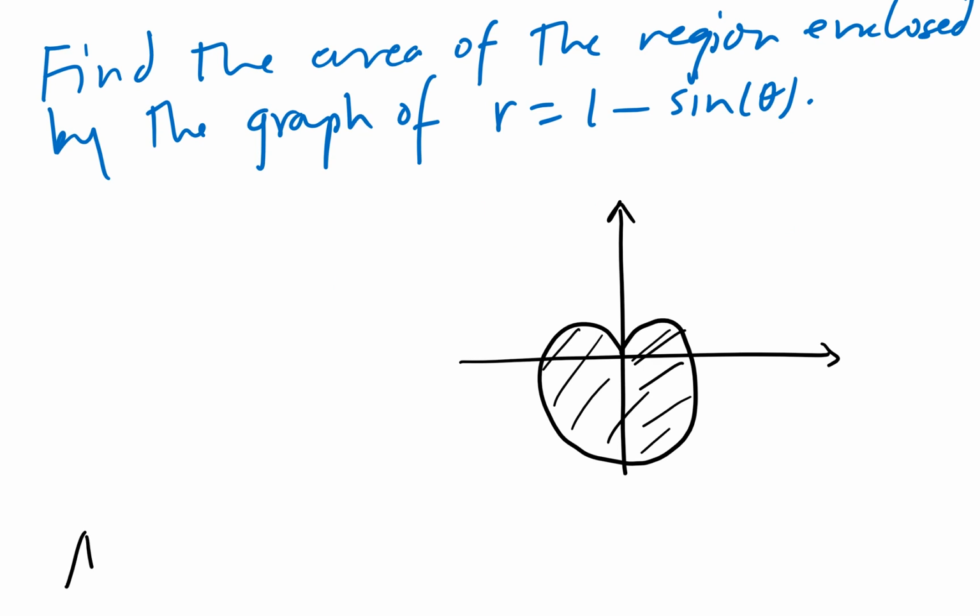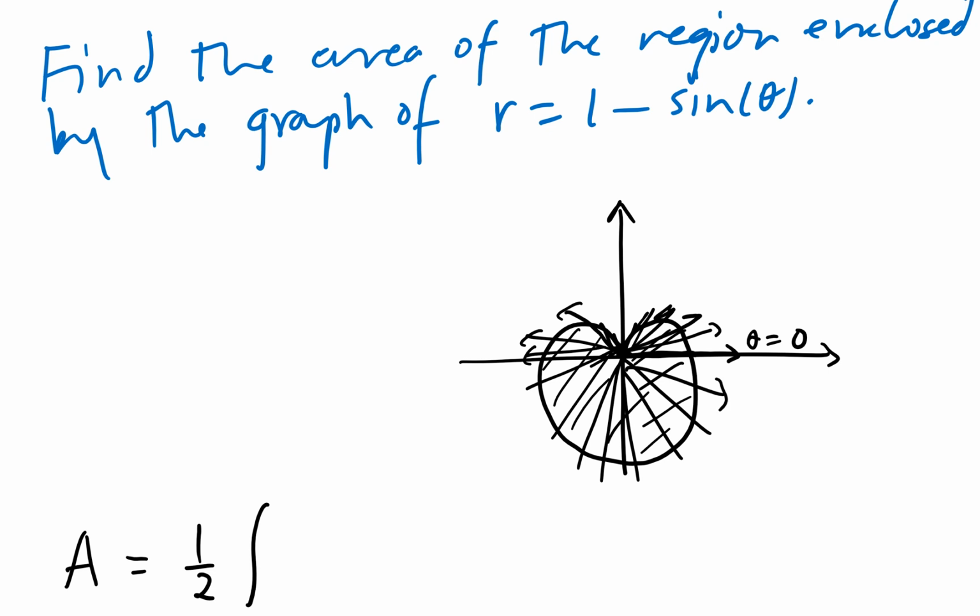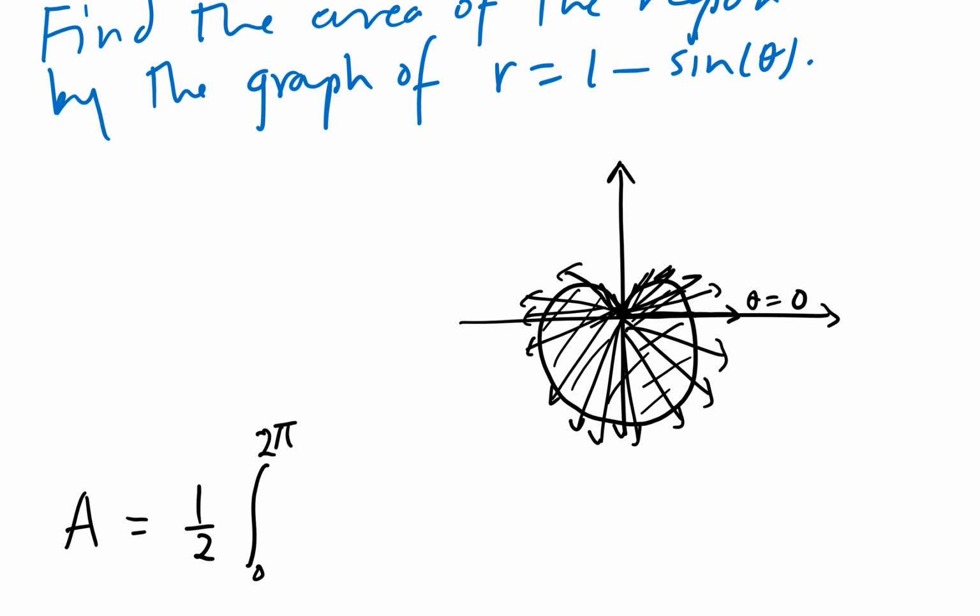So what difference does that make? We have the 1/2. It's the theta that makes a difference. If you want to start, you can start anywhere. Let's say I want to start at theta equals 0, and keep going around. So basically you're going from 0 to where? To 2 pi to cover the whole thing. 0 to 2 pi. Then we have r squared d theta, 1 minus sine theta squared d theta.